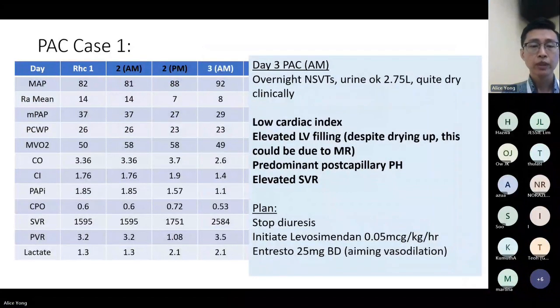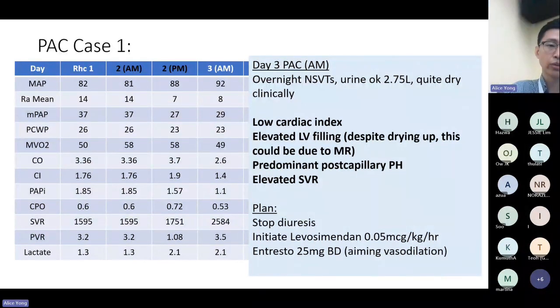Okay, then on the third day, we come back and see him. The patient started to dry out. You can see the RA mean started to jump down from 14 all the way down to 8. And the wedge pressure is also quite static already, but it's on a coming-down trend also. But we think that because the patient has some form of moderate to severe MR, of course the PCWP will be a bit high at this point of time.